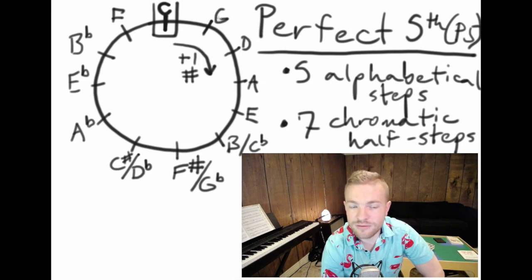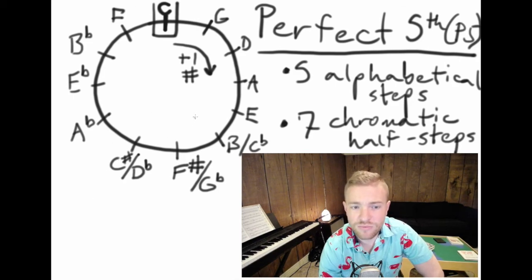So when we go to the key of G, we would now have one sharp instead of 0. When we go to the key of D, we now have two sharps instead of 0 or 1. A would have 3 sharps, E would have 4 sharps, B would have 5 sharps, F sharp would have 6 sharps, and C sharp would have 7 sharps, okay?